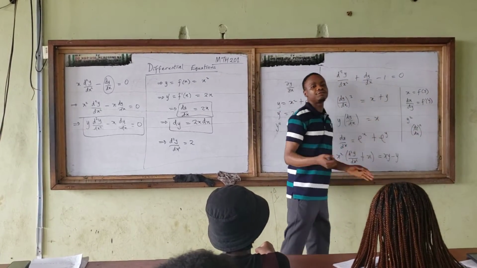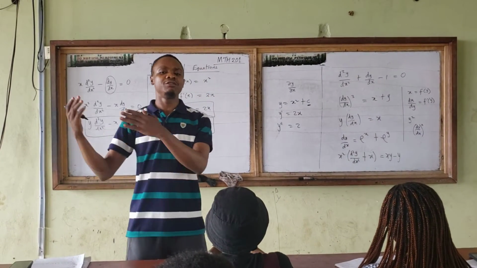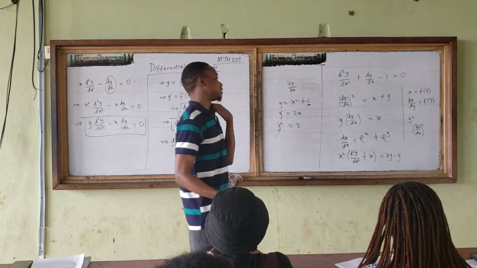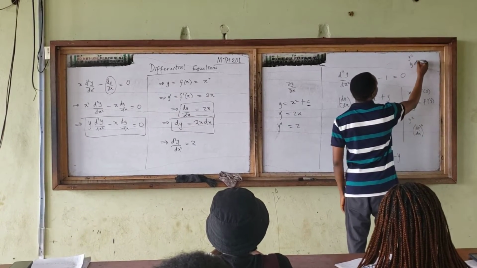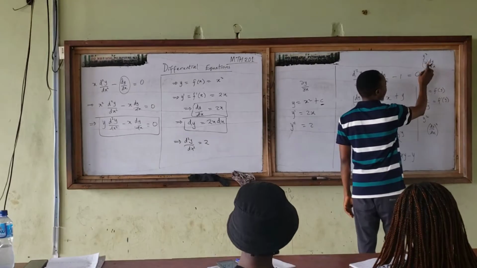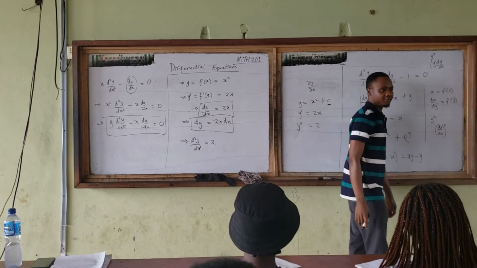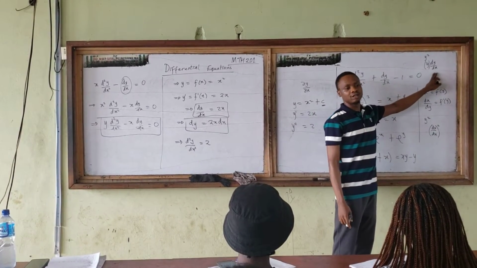Alright, so if you look at this now, another thing aside that condition is that you cannot have a product of the dependent variable and any of its derivatives. That means that I cannot have anything like y squared. I also cannot have anything like y, the x. So this is a product of the dependent variable and one of its derivatives. Is that clear? So if I have something like this, it makes the equation non-linear.